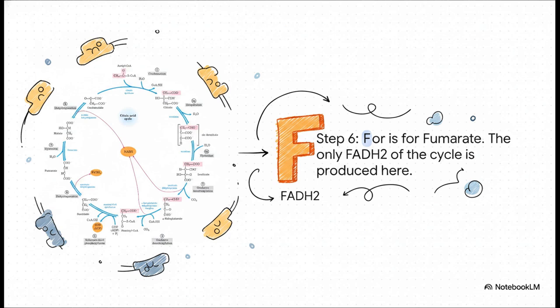The word for in our mnemonic leads us to fumarate, and here we meet our other kind of energy taxi. Succinate gets oxidized, but this time the electrons are handed over to a different molecule called FAD, creating 1 FADH2. This is the one and only time we make FADH2 in the whole cycle.